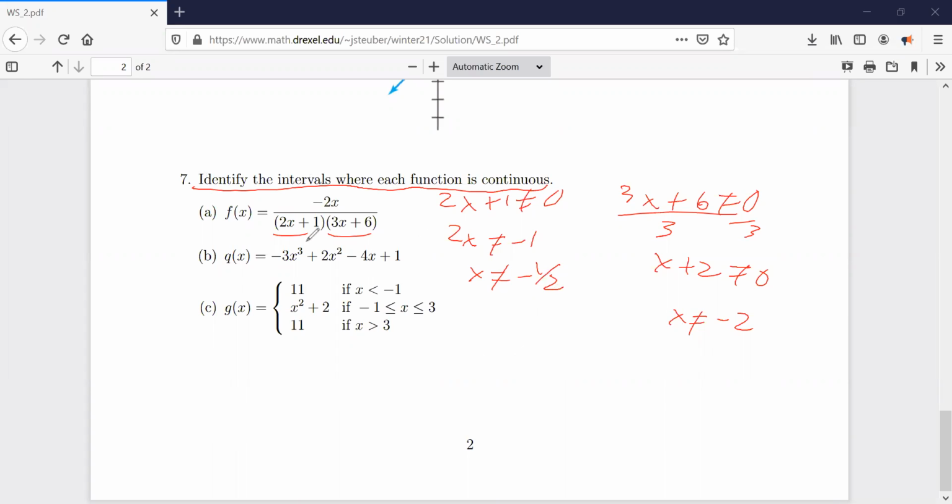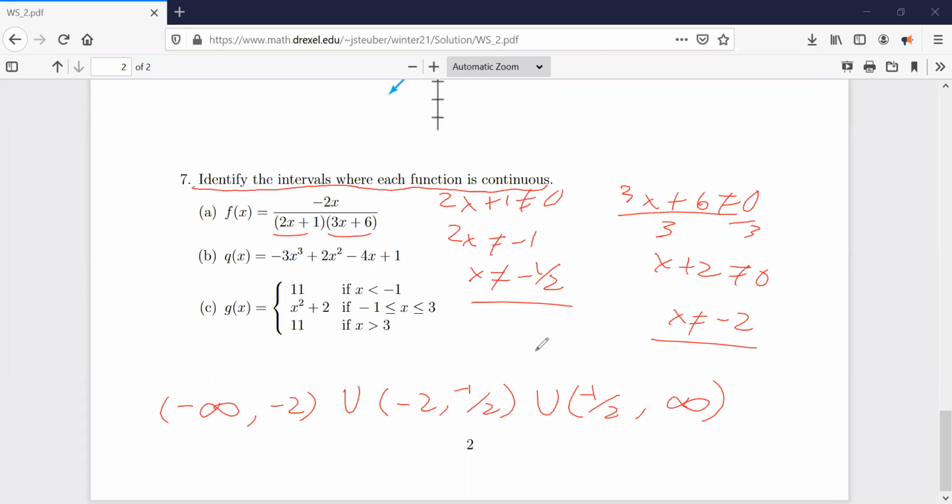So this tells me that it's going to be continuous from -∞ to the smaller one of these guys, to -2, and then on the interval -2 to -1/2, and then union that with -1/2 to infinity, because everywhere except for these 2 points, it's continuous. So basically I just break up the real line by taking them out, and that's what this represents.